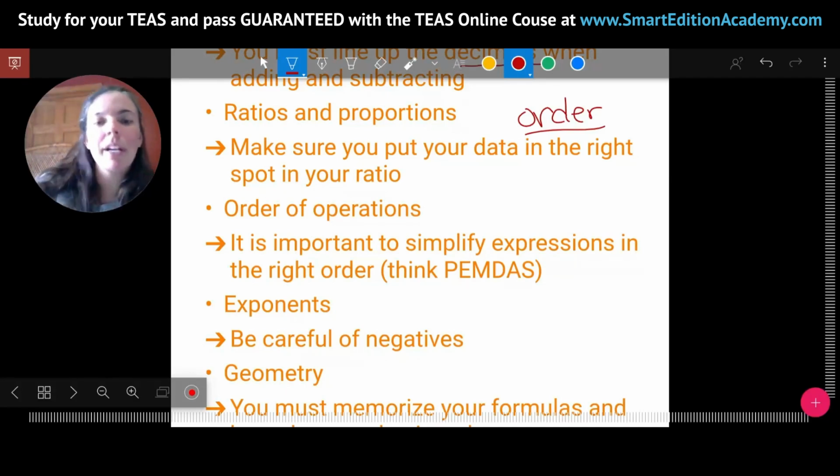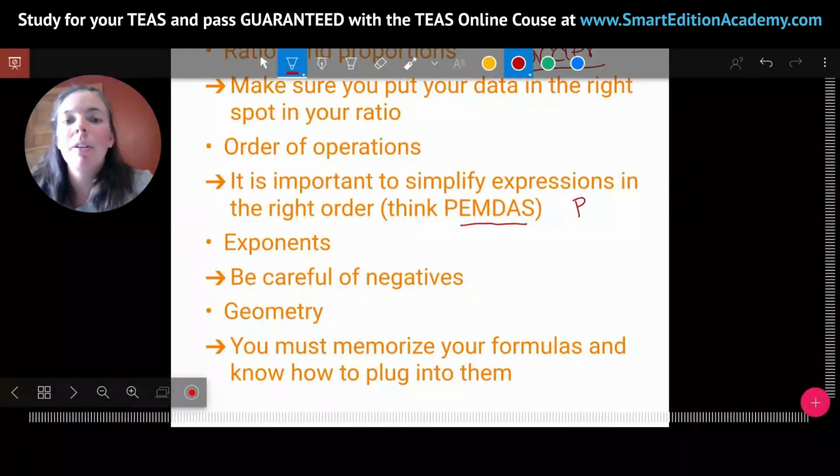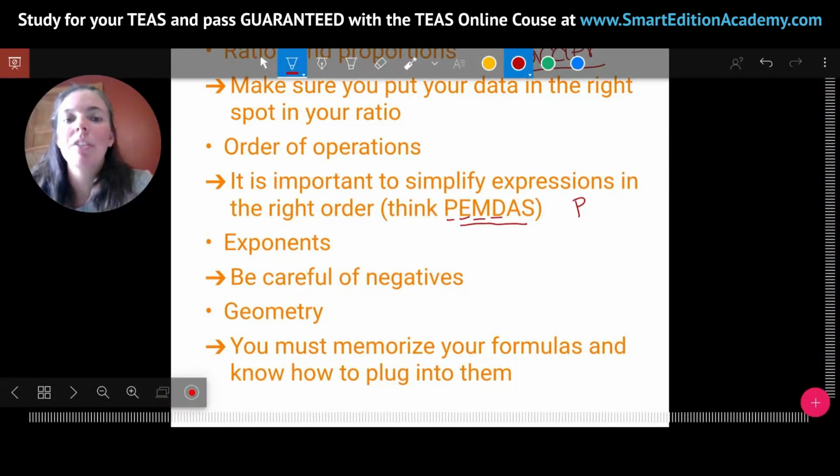Okay, order of operations. I mentioned PEMDAS before. It's important to simplify expressions in the right order. If we don't do things in the right order, then we're not going to get the right answer. It's not going to be mathematically correct. The main mistake I see people make when doing order of operations is assuming that we go parentheses, exponents, multiplication, division, addition, subtraction in exactly that order.